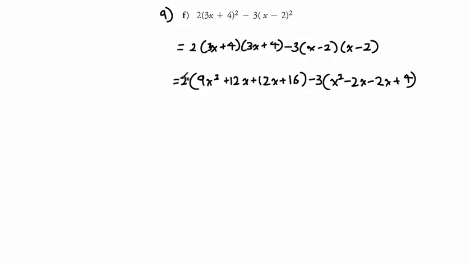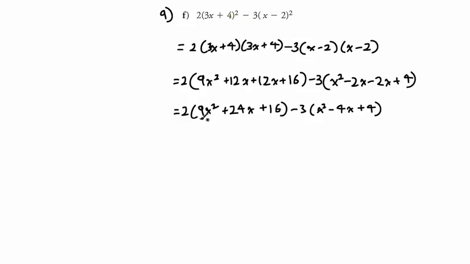Okay, so now let's expand the 2 inside the bracket. Well, actually, let's first collect like terms here, and collect like terms here, and then expand the 2 and the minus 3. So 2(9x squared, 12x plus 12x is 24x, and plus 16). And then the minus 3(x squared minus 4x plus 4).